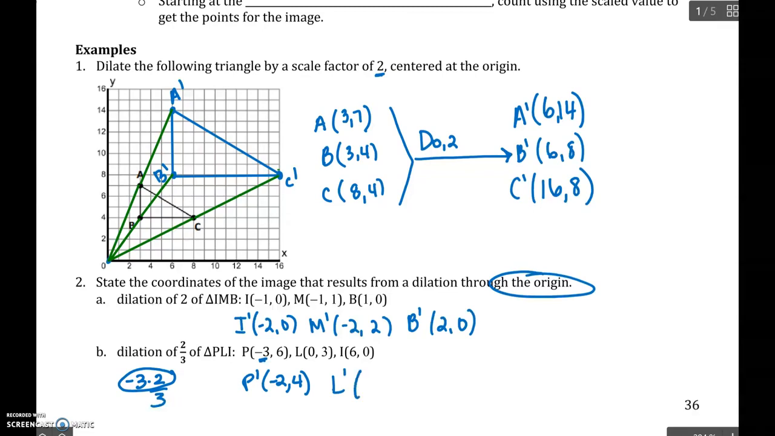0 times anything is 0. 3 times 2 is 6, divided by 3 is 2. And then for I, 6 times 2 is 12, divided by 3 is 4, and 0 times anything is 0.